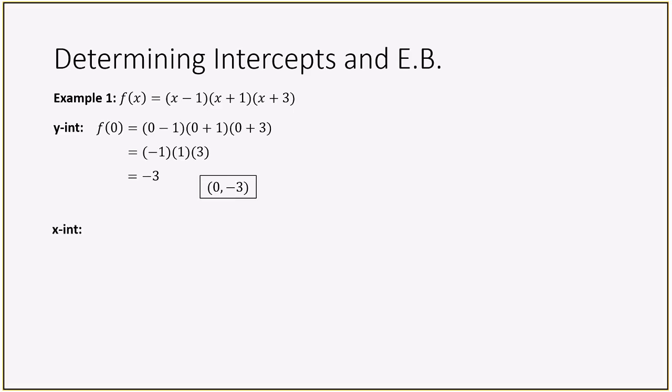Now, to find my x-intercepts, I flip the process. I set my f of x equal to 0, my y equal to 0, and I solve for x. The nice thing about this is I don't even have to factor. It's already in factored form. So I can set each part equal to 0 and then solve, and it's just a one-step solving process. x minus 1 is equal to 0, so x is equal to 1. x plus 1 is equal to 0, so (-1, 0) is an intercept. x plus 3 is equal to 0, so (-3, 0) is an intercept.